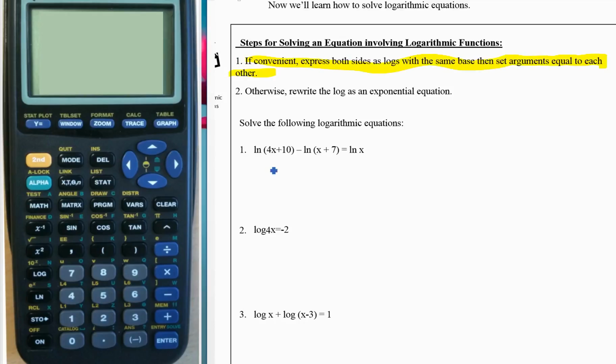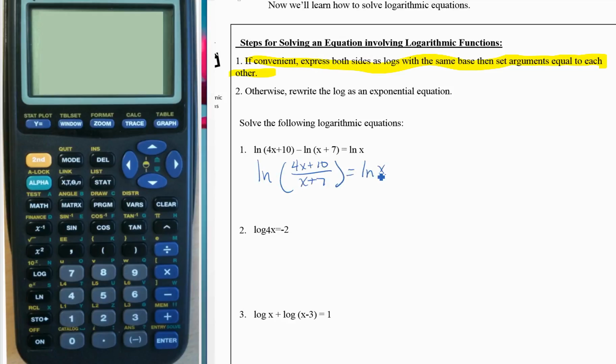So here we have natural log of 4x plus 10 minus natural log of x plus 7 equals natural log of x. Now, right now, we kind of have two log expressions on the left-hand side, and we need to change that to one before we can set anything equal to each other. And what we can do is rewrite this, use our rules about logarithms. And remember, for subtracting two logs, we can make it one log where we're dividing. So this can become natural log of 4x plus 10 divided by x plus 7 equals natural log of x.